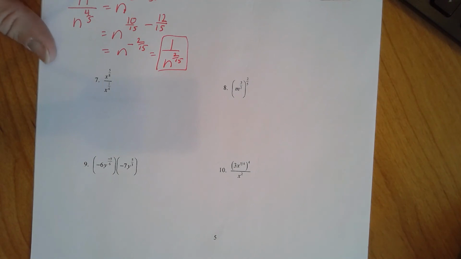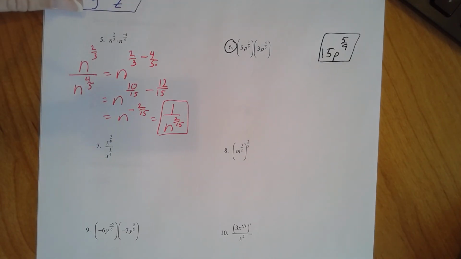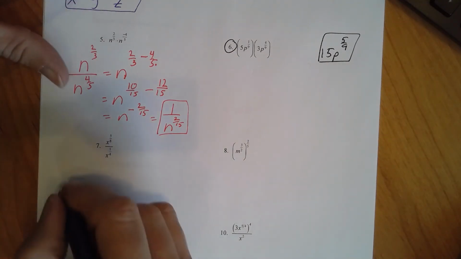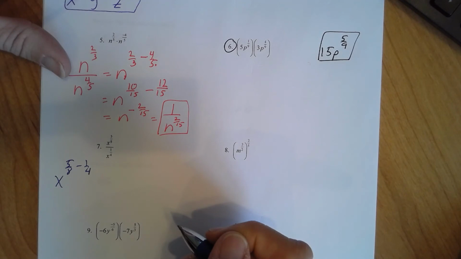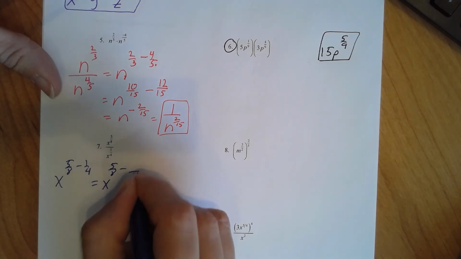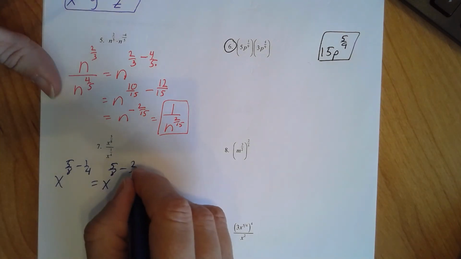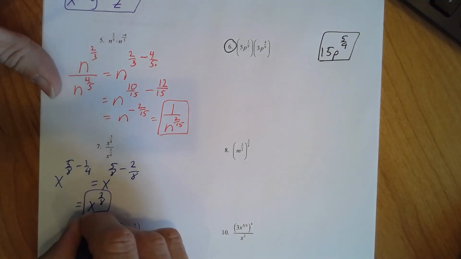So on number 7, we have x to the 5/8 over x to the 1/4. When we are dividing, we subtract exponents. So we have x to the 5/8 minus 1/4. We need to find a common denominator, which would be an 8. So this would be x to the 5/8 minus, this needs to become an 8, so 2 times 1 is 2. So we end up with x to the 3/8.